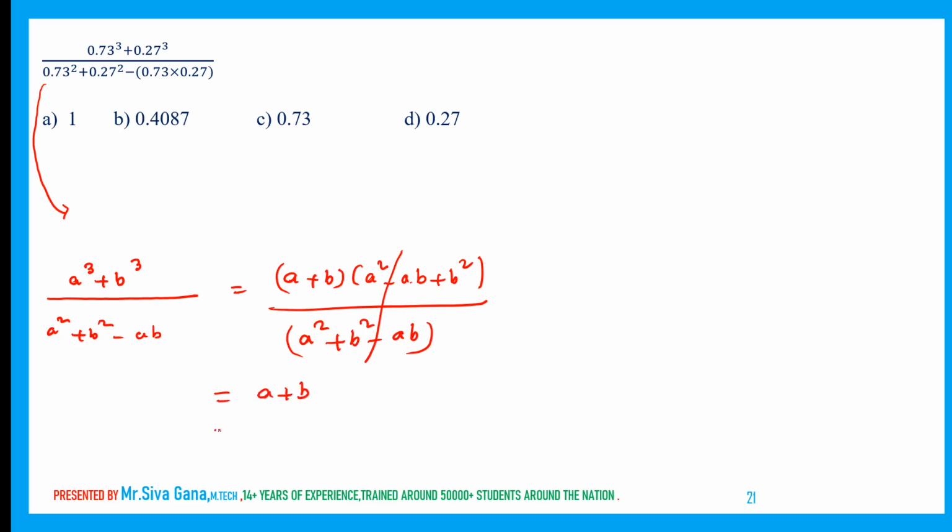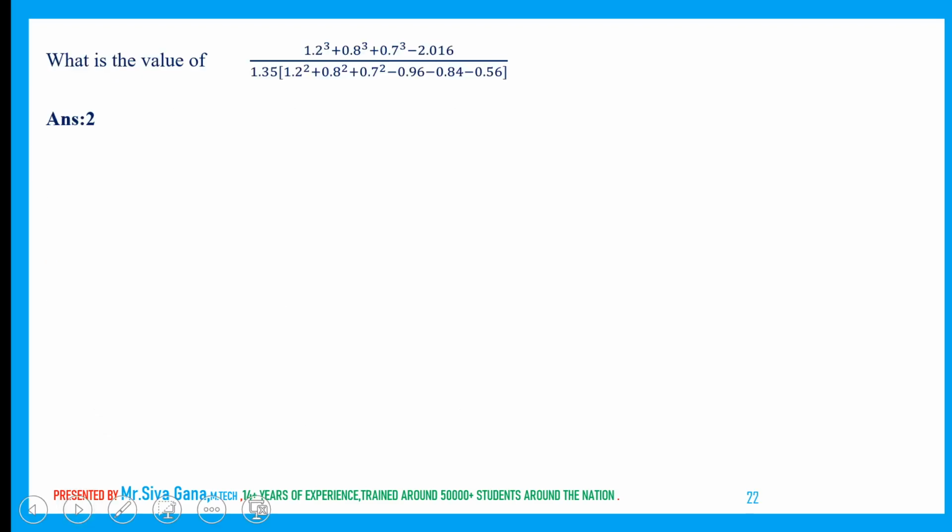These two get cancelled. The remaining is a plus b. A is 0.73, b is 0.27. The result is 1. That's the answer for this question. Definitely one of the important models on this topic. A similar kind of question is also asked.